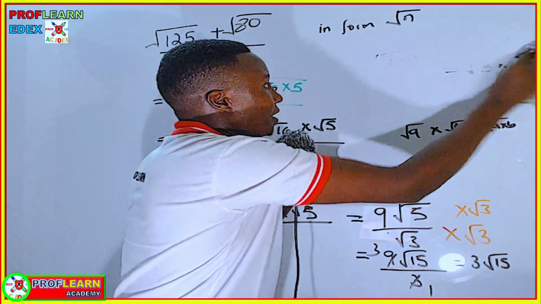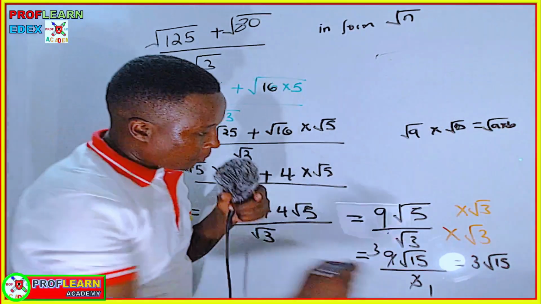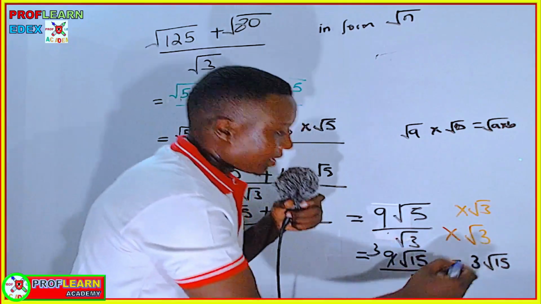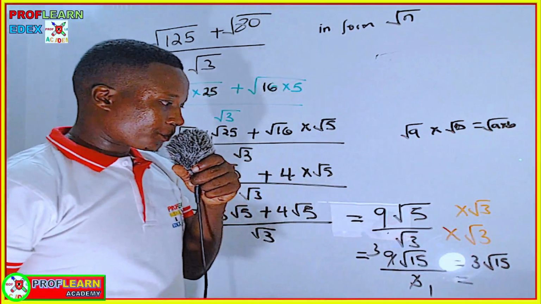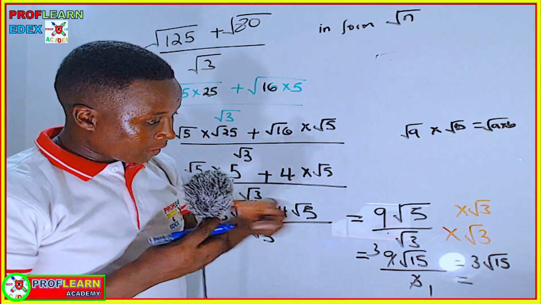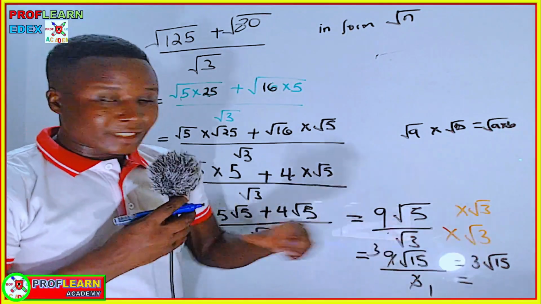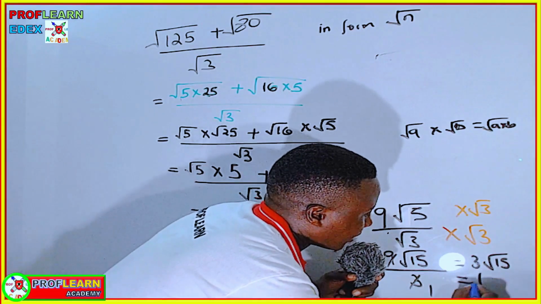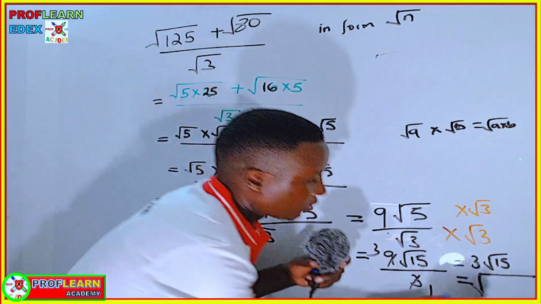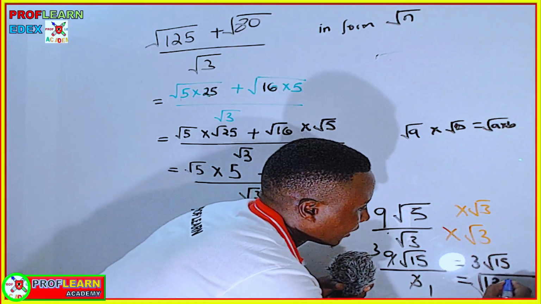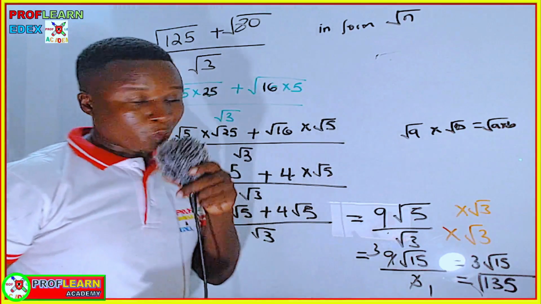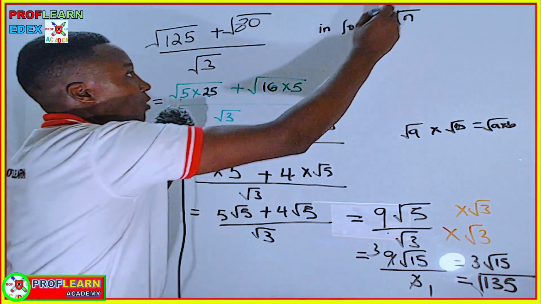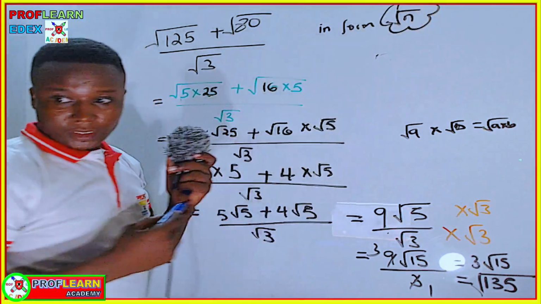So if I want to take this 3 in, I square it, then multiply by 15. 3 squared is 9, then 9 times 15 gives us 135. So the final answer here is root 135, the way we were supposed to give it in the form root n.